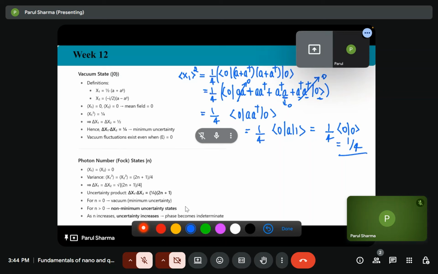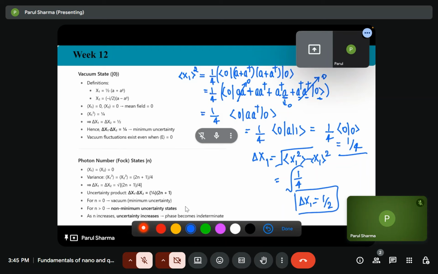Okay. So now we found out that delta x1 is equal to the square root of x1 square minus x1 squared, which is 1 by 4 under root. So delta x1 equals 1 by 2.